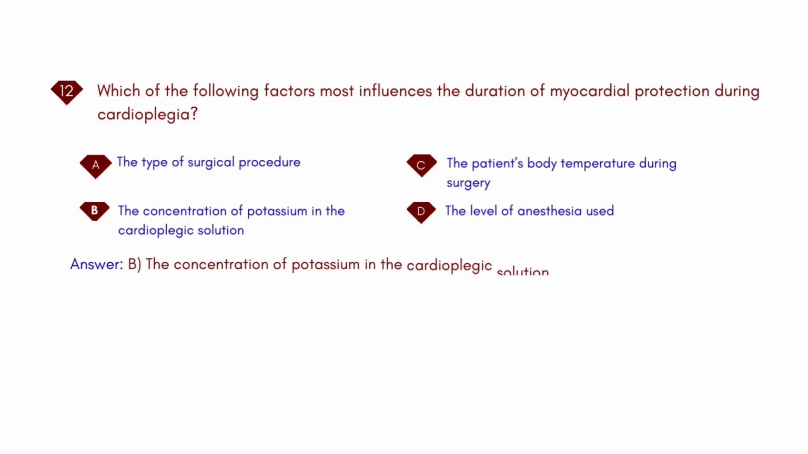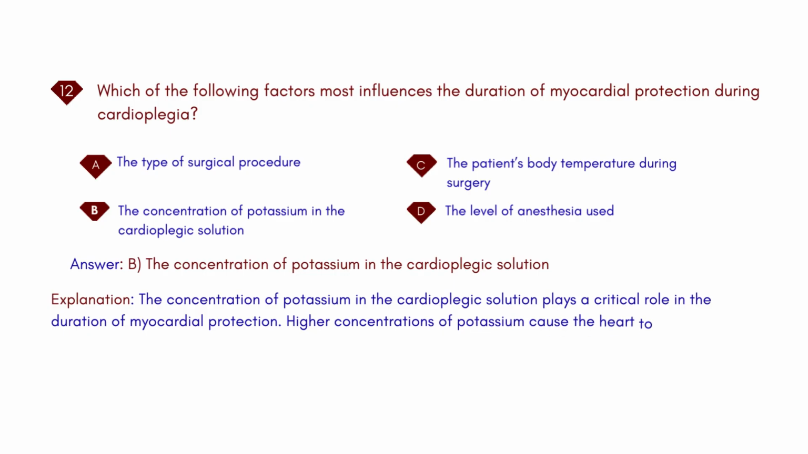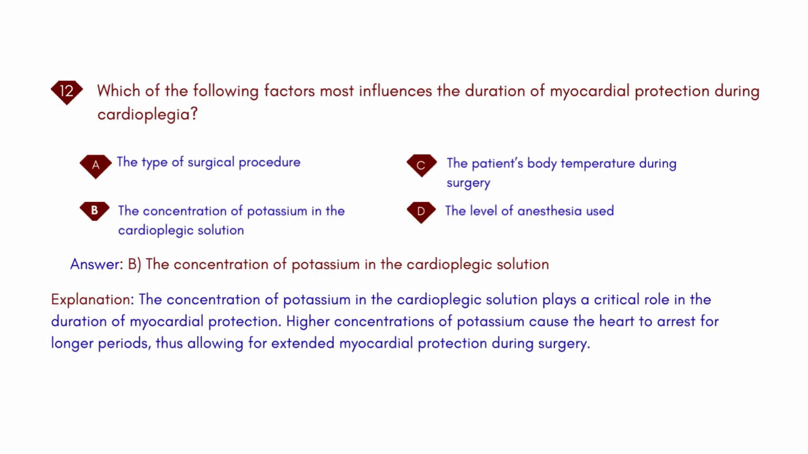Answer: B. The concentration of potassium in the cardioplegic solution. Explanation: The concentration of potassium in the cardioplegic solution plays a critical role in the duration of myocardial protection. Higher concentrations of potassium cause the heart to arrest for longer periods, thus allowing for extended myocardial protection during surgery.